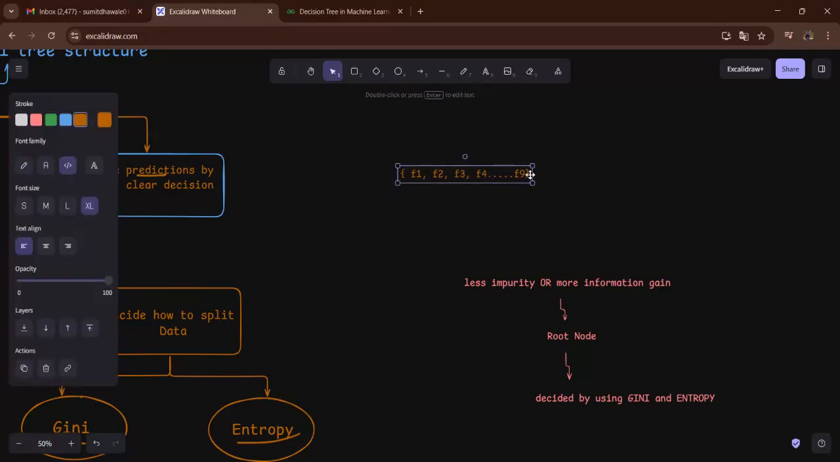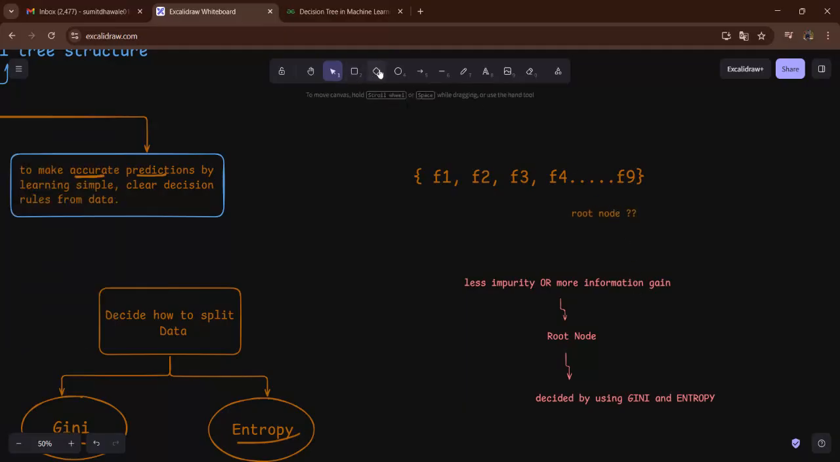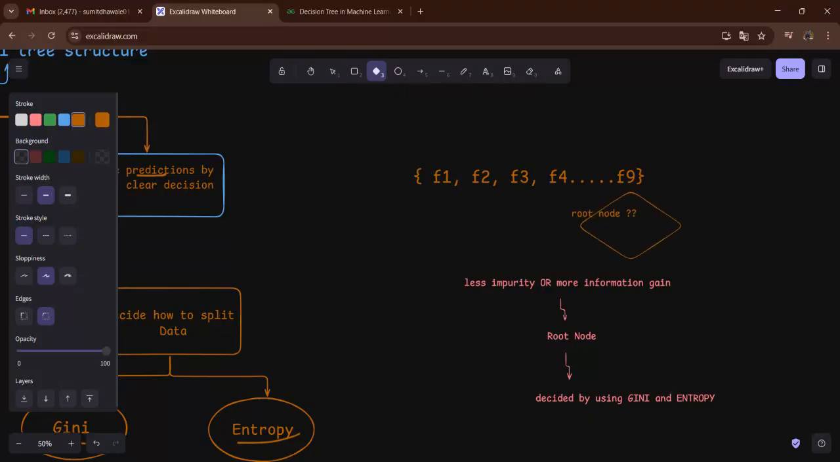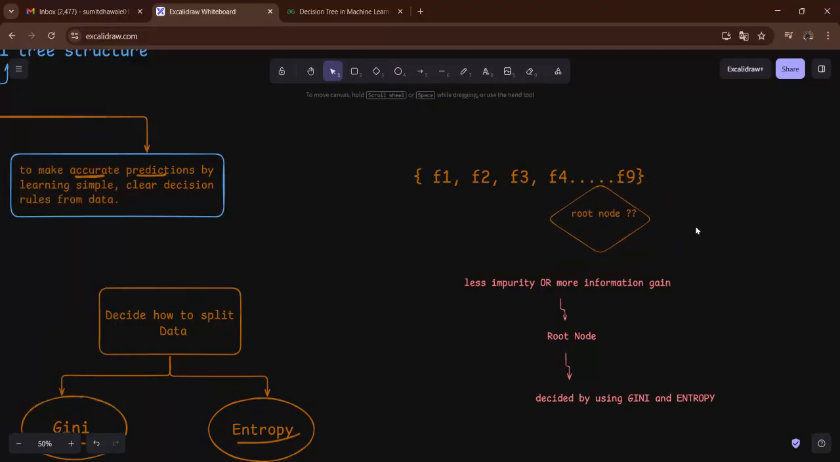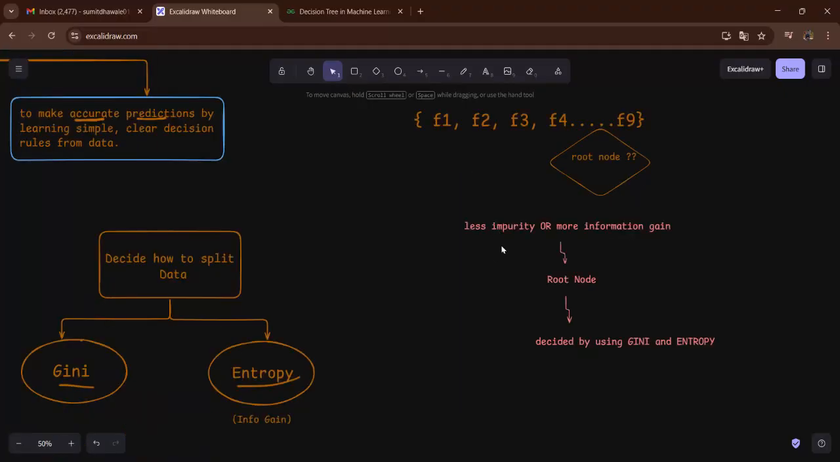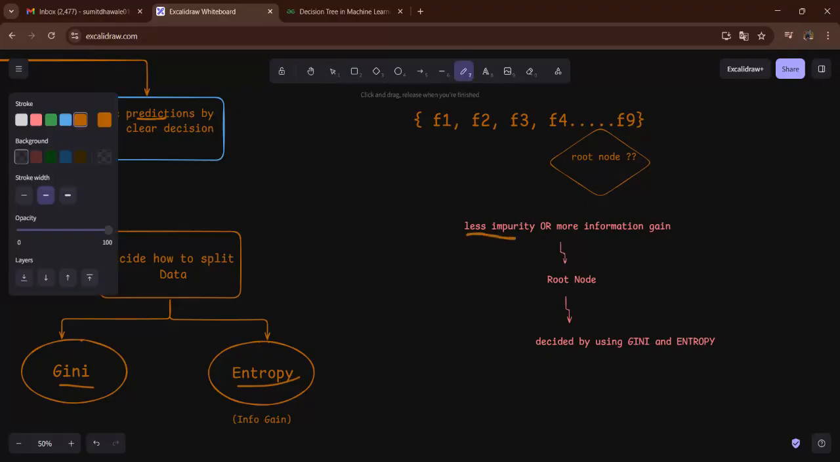So how can you find which one is the root node? We need to decide the root node. In such cases, Gini and entropy work. When any of the values has less impurity or more information gain, then that value can be considered as the root node.